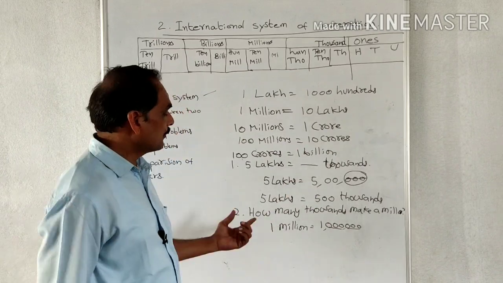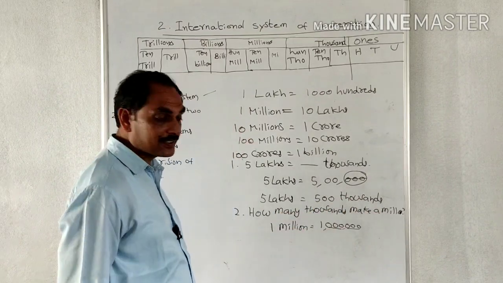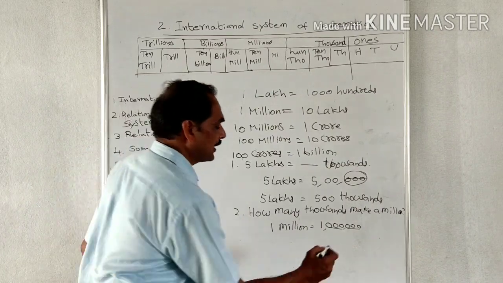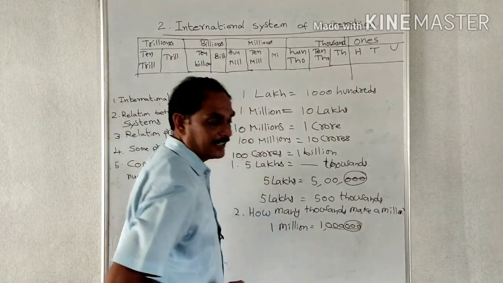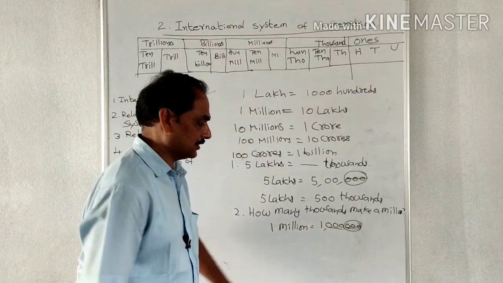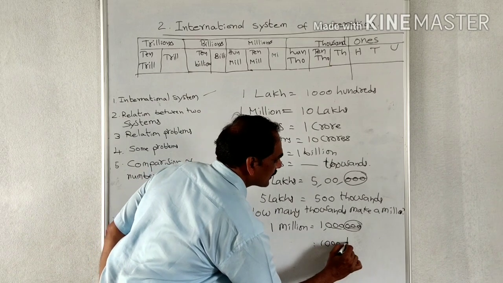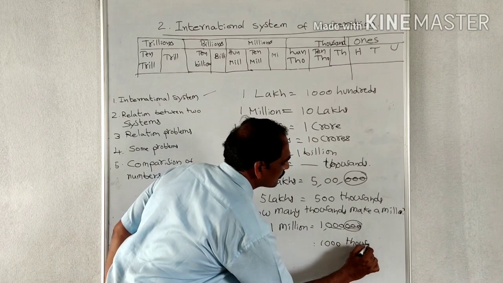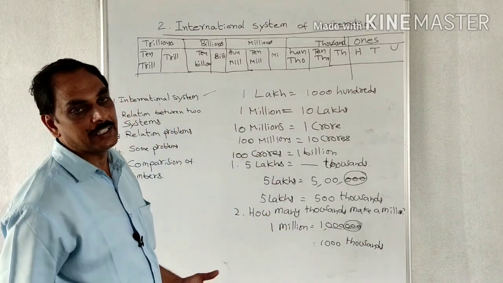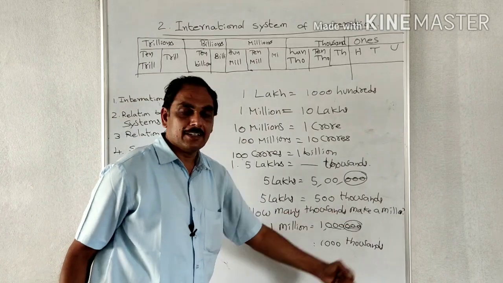Now we have to find thousands, the number of thousands in 1 million. 1000 has 3 zeros, so we cancel 3 zeros. Then we get 1000, that is equal to 1000 thousands. So this is how many thousands make a million.